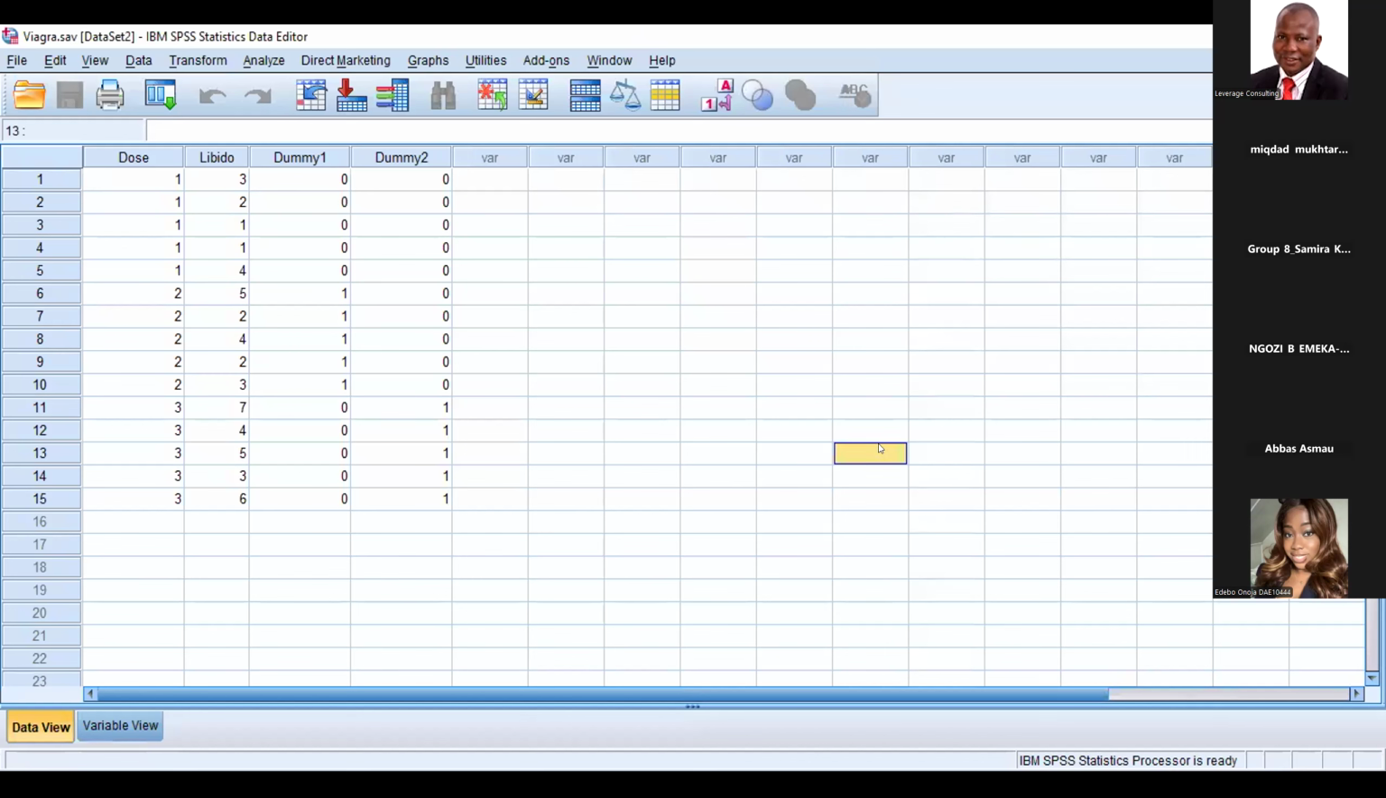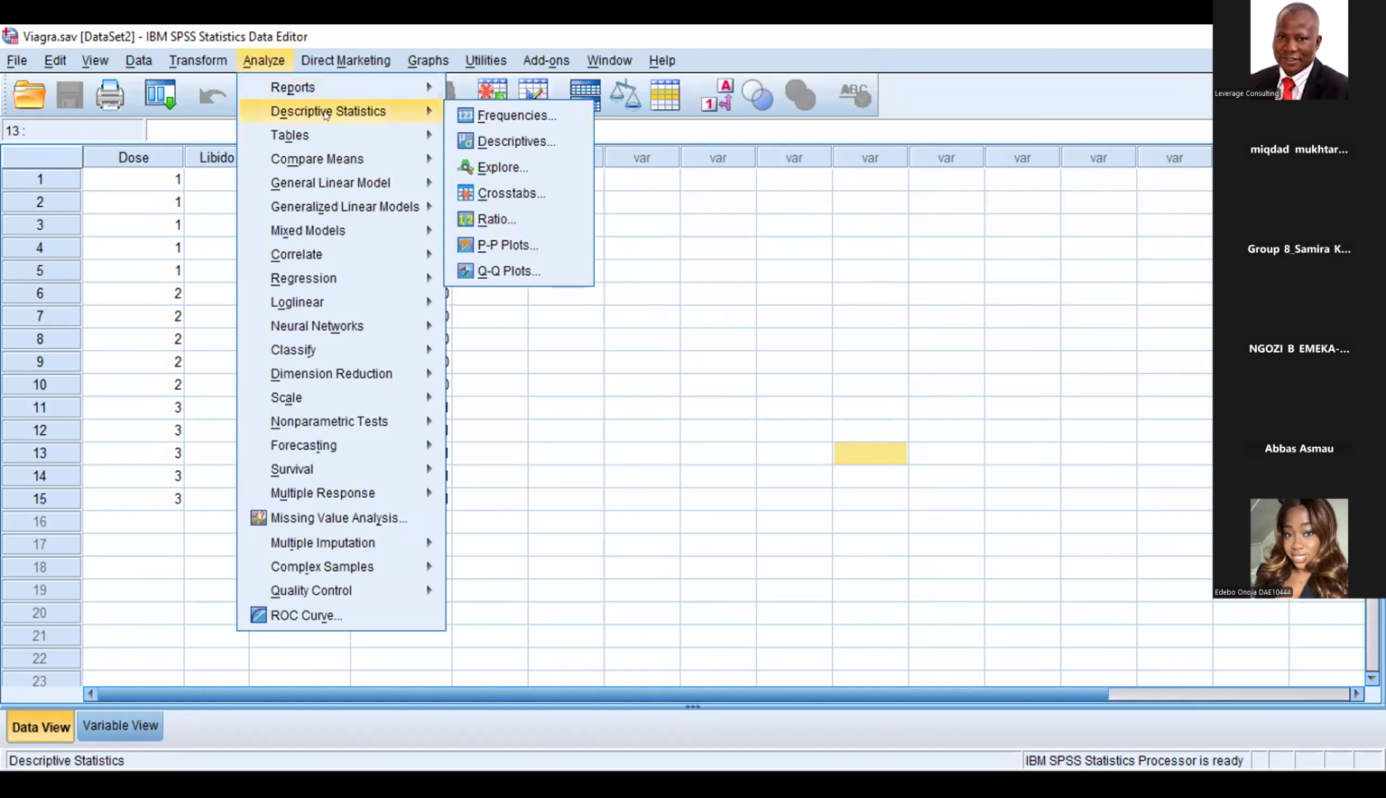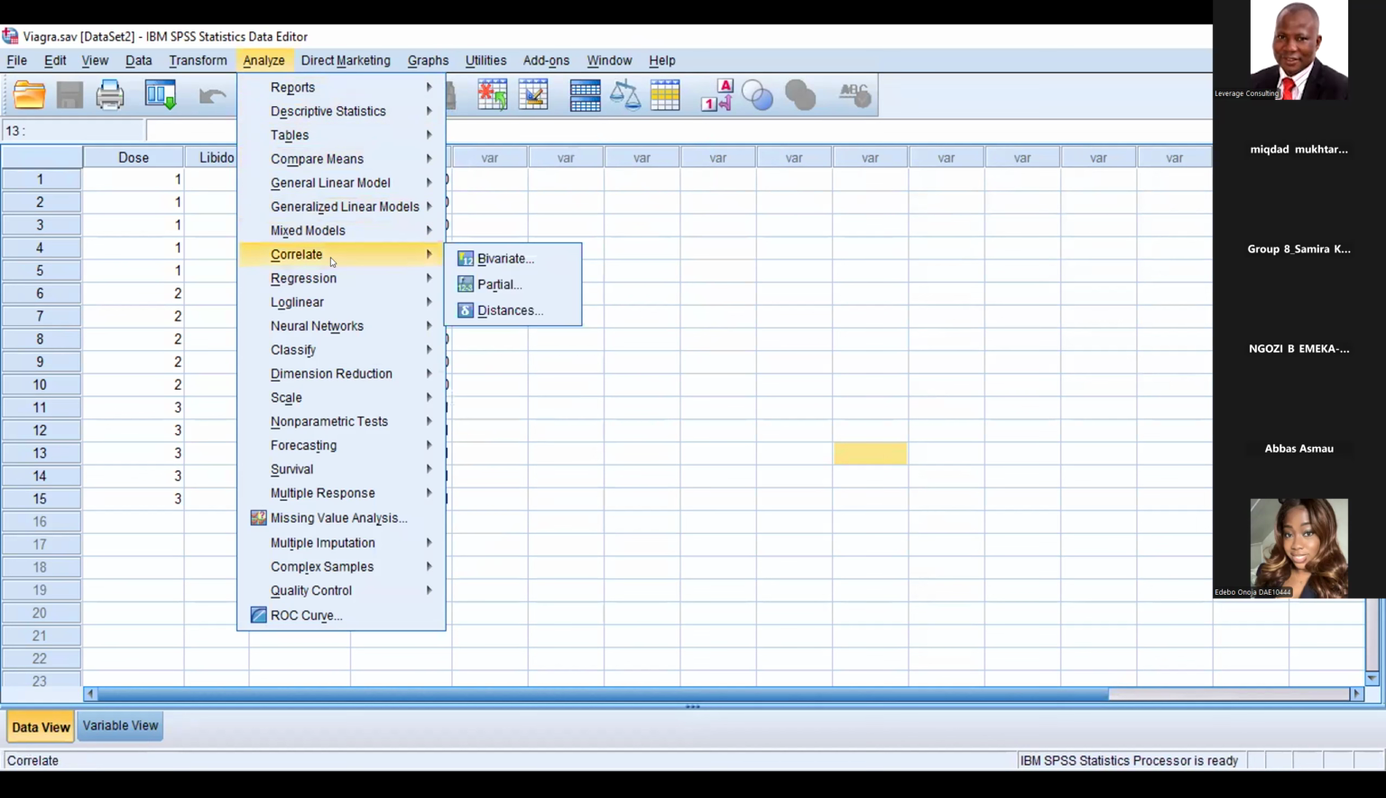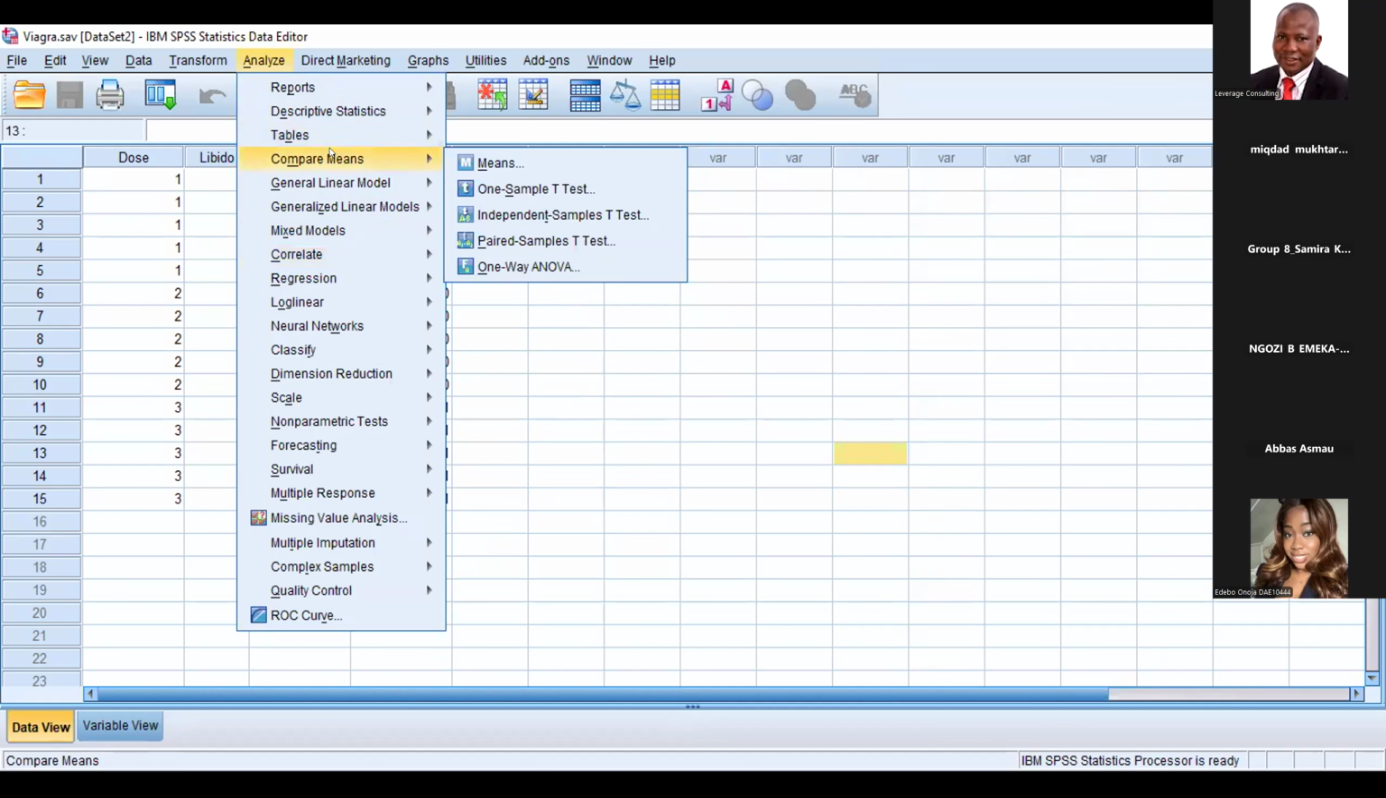Great. So we will first of all do ANOVA with dose and libido. We now run regression with libido and those two dummies. So first of all, go to Analyze, go to Compare Means, One-Way ANOVA.